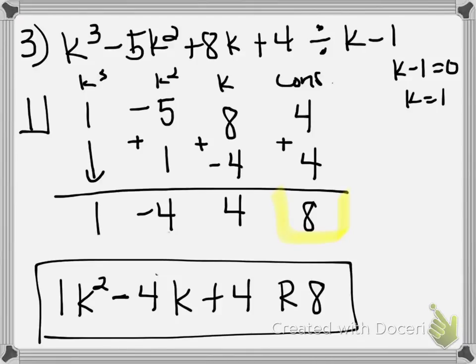Another approach that you can take is to look at your answer. Notice that the degree of your answer is always 1 less than the degree that you started with. So if you don't want to work backwards, if you want to work forwards, then what you can do is just start with 1 degree less than what the problem actually started with.